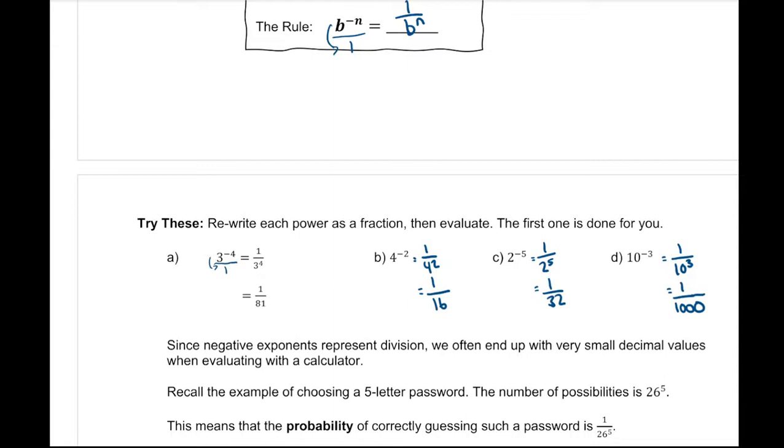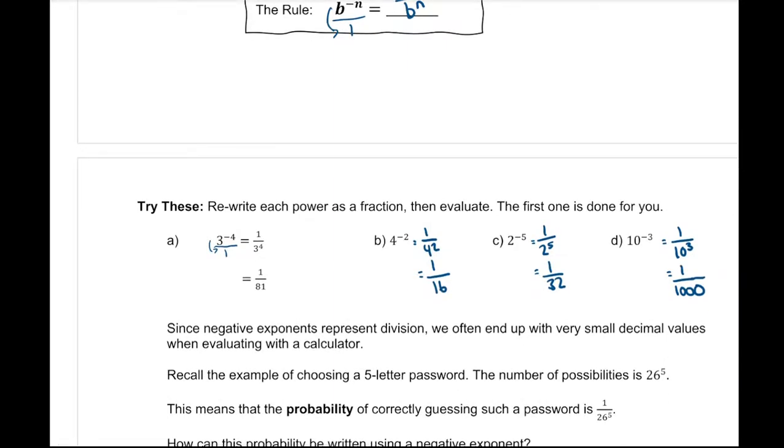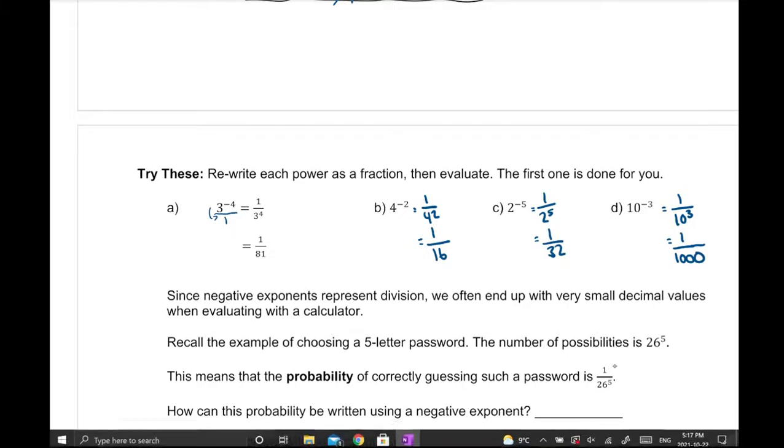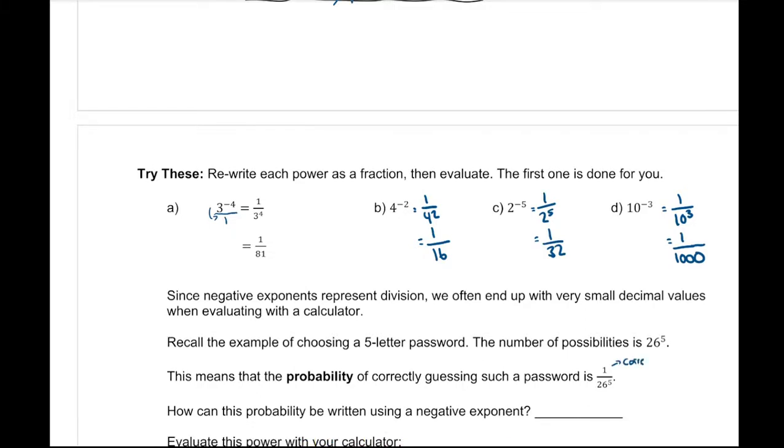So if we recall the example of choosing a 5-letter password, the number of possibilities is 26 to the power of 5, because there's 26 letters for the first character, 26 for the second, third, fourth, and fifth. That means that the probability of correctly guessing such a password is 1, because there's 1 correct possibility, and there are 26 to the power of 5 total possibilities.